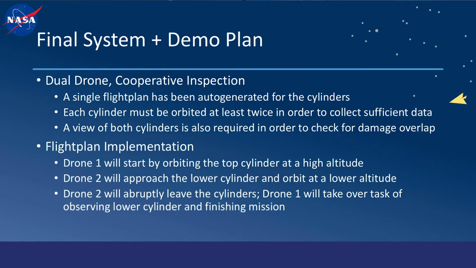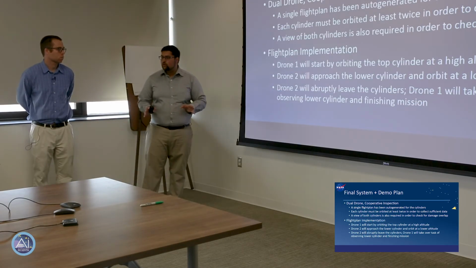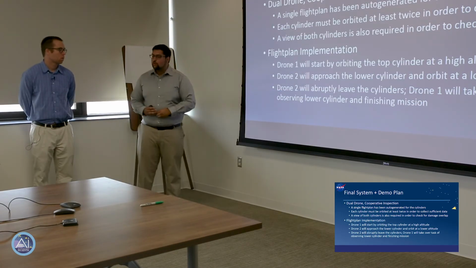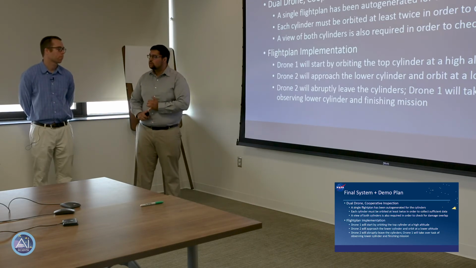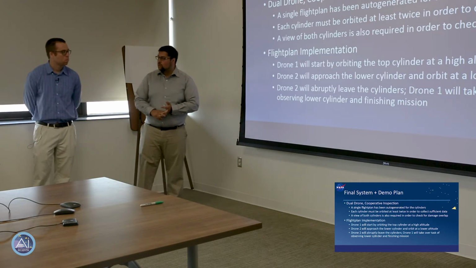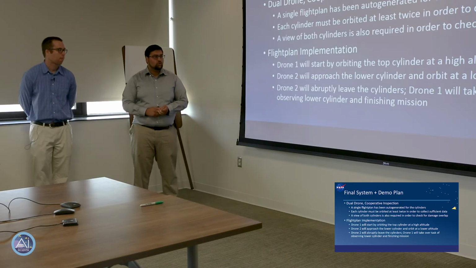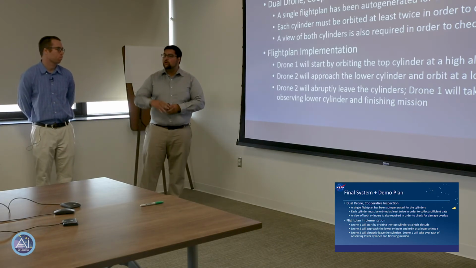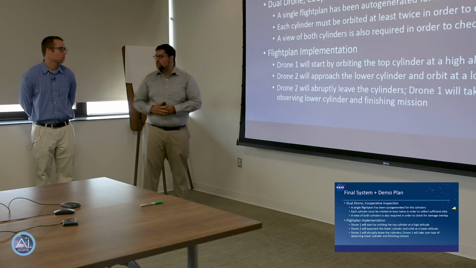And so the bounds for it, basically there's been 1 flight plan that has been auto-generated by one of our scripts, so it wasn't handpicked. The requirement was that each cylinder has to be orbited a minimum of 2 times in order to collect enough vision data and say there was some other data we needed to collect while in space. And then a view of both cylinders is also required to look for damage in between them. So at some point, a drone has to go at a mid-altitude between the 2 cylinders to get a view of both of them at once.